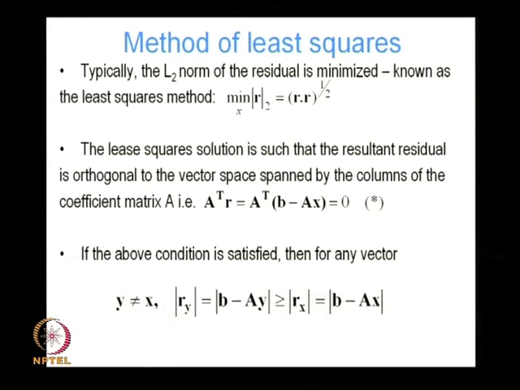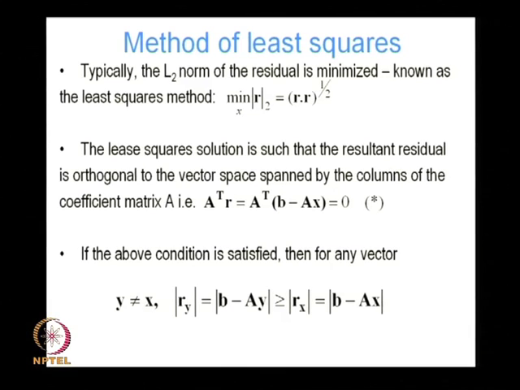But it turns out that instead of doing that, if we try to minimize the L2 norm of the residual, we can come up with a more systematic solution. Basically, we find the norm of the residual in the L2 sense. We take r dotted with r, find the scalar, and take the square root of that, which gives me the L2 norm.